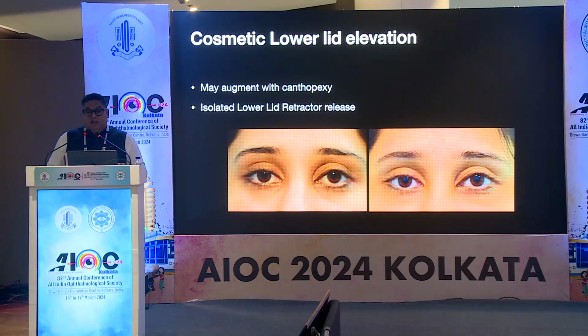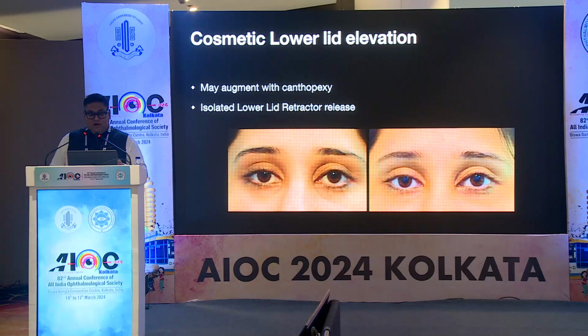Some patients, they come to you with no surgery, no trauma, no thyroid eye disease, and they just say that the eyelid has gone down and they need it to be done. So that's what we call a cosmetic lower lid retraction. You can augment these cases with a canthopexy. This patient actually had an upper eyelid blepharoplasty, has lid crease asymmetry, but wants this lower retraction to go.